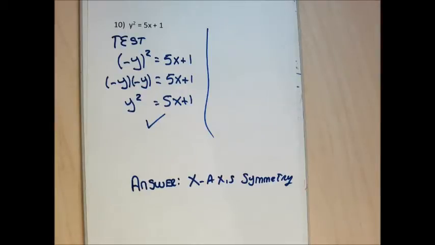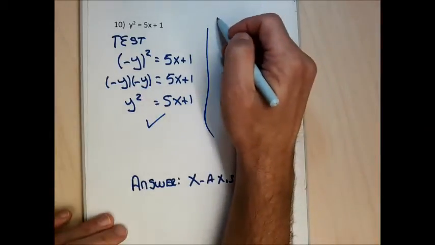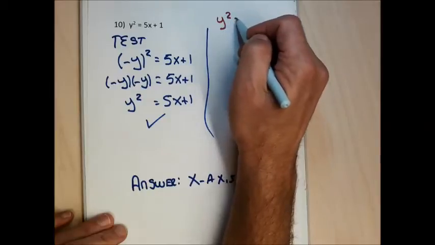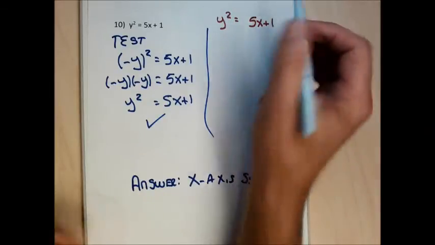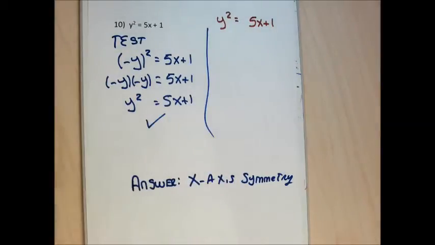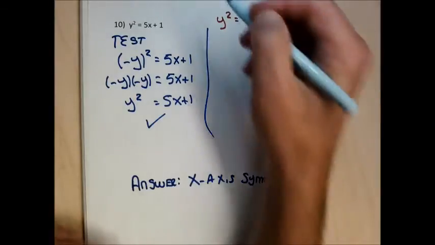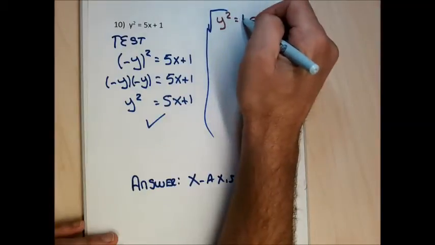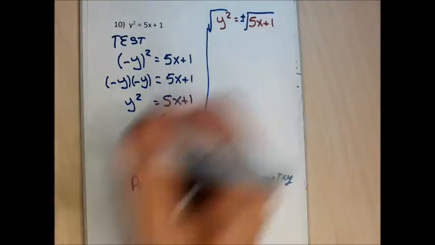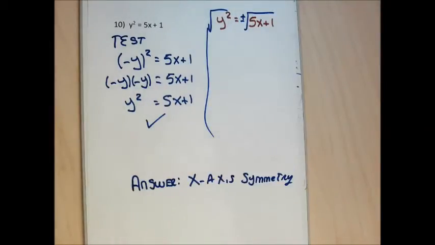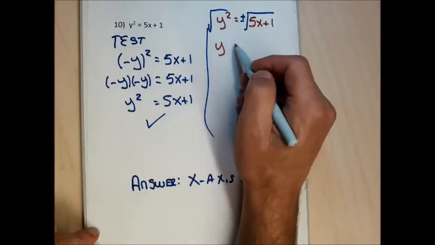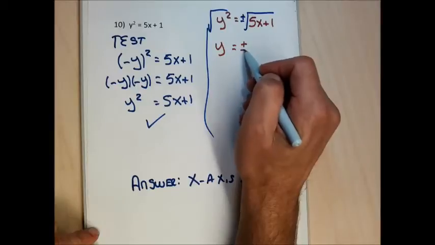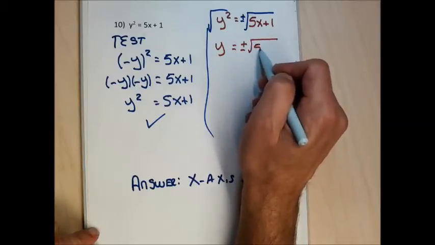Let me show you on my calculator the symmetry. And on my calculator, I can't enter y squared equals 5x plus 1. My calculator requires an equation to be solved for y in order to graph it. So I'm going to have to square root in order to get my calculator ready for this. When I square root y squared on the left side, I get y. And on the right side, I put a plus or minus the square root.